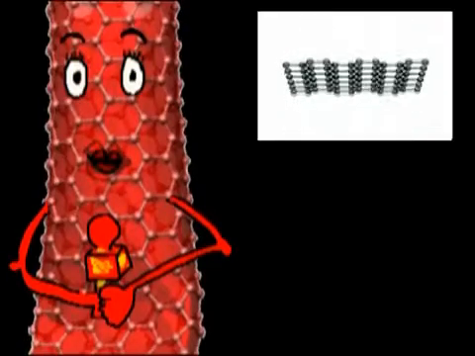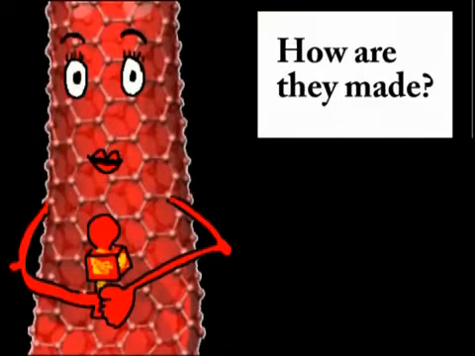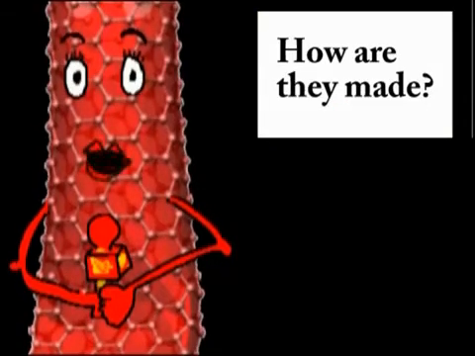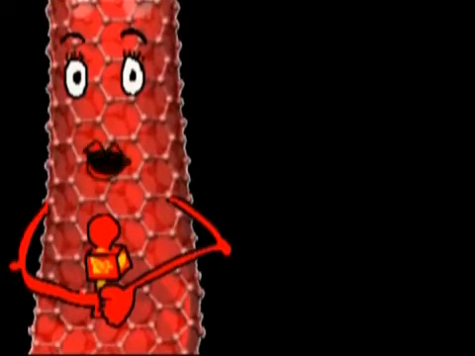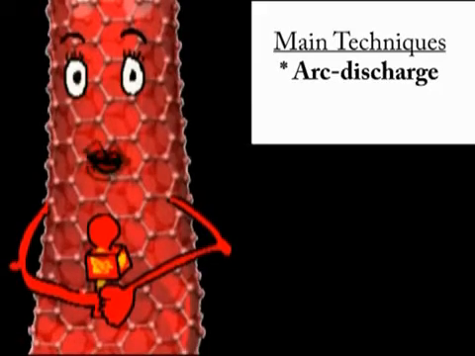I told you that carbon nanotubes are not synthesized as a graphite sheet that rolls up, so how are they made? The mechanism is still not fully understood, but in this video I will show you the setup for the main different techniques used by scientists to produce carbon nanotubes. There are two main techniques. The first one to be used was arc discharge.